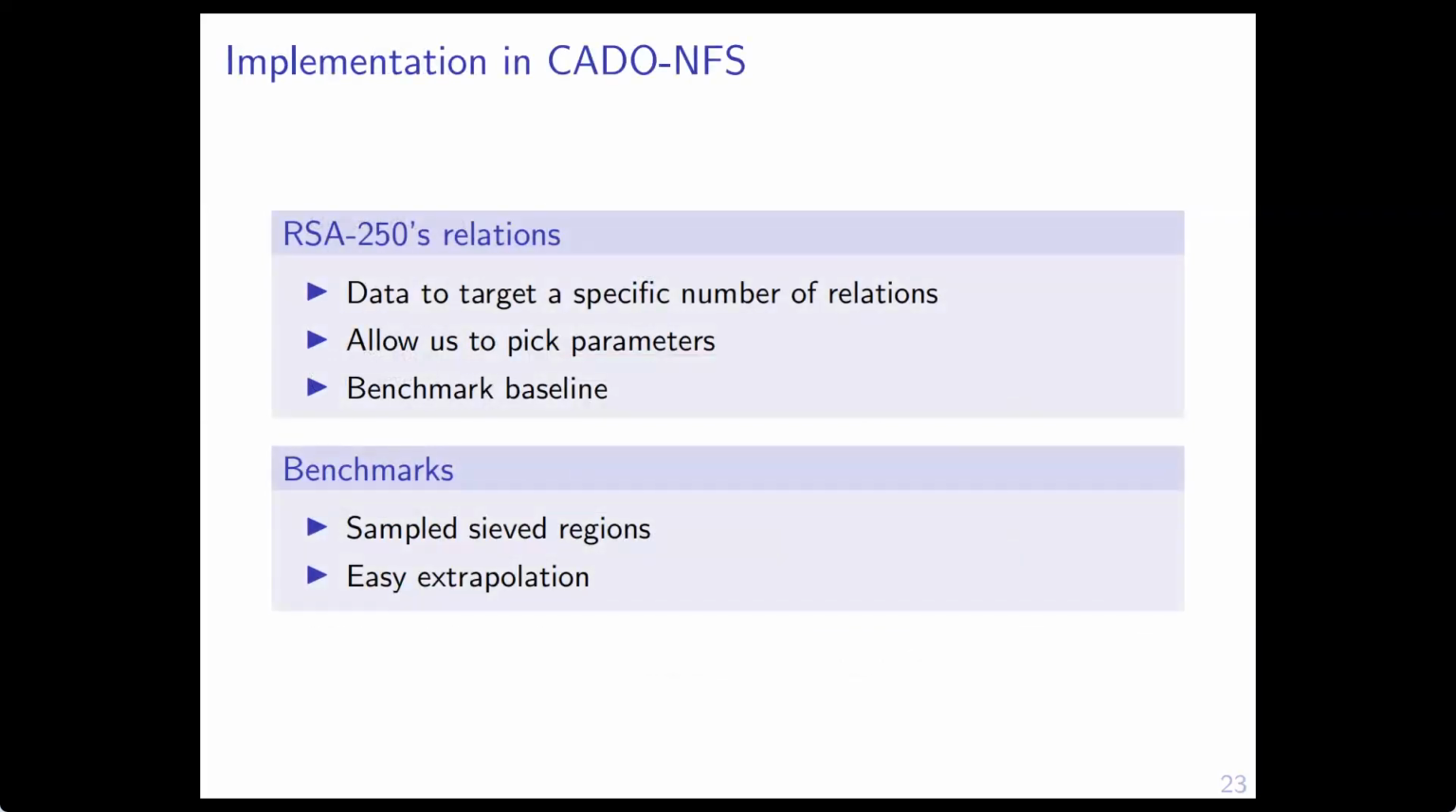About the implementation in NFS, we have access to the RSA-250 relations from the record. These data allowed us to target specific numbers of relations. It also allowed us to test parameters, and it was a good benchmark baseline. The benchmarks were done on sampled seed regions: we picked seed regions at random, and we tried to find the best parameters and to compare them to the original algorithm.